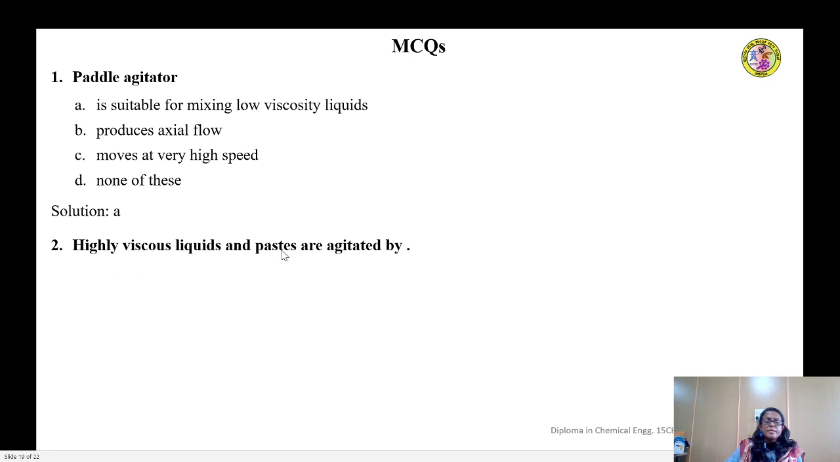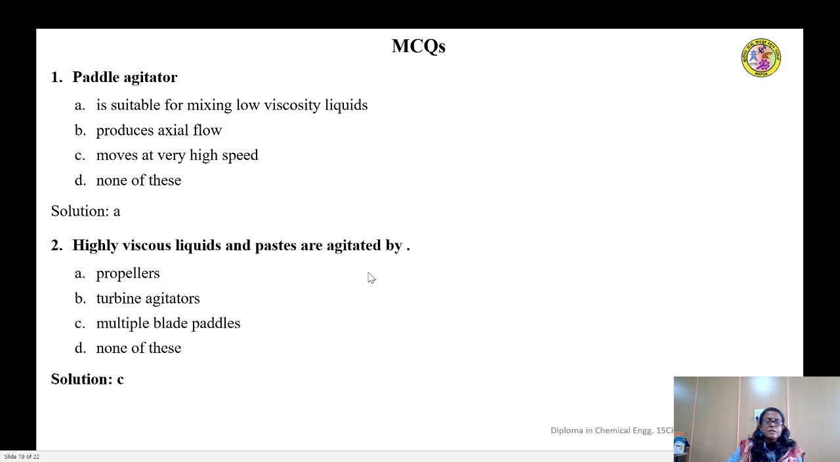High viscous liquids and pastes are agitated by propellers, turbine agitators, multiple blade paddles, none of this. Okay. So propellers and turbines are not suitable for highly viscous liquids or the thick pasty masses. So to agitate such kind of materials, the most suitable type of impeller is the paddle impeller that is provided with multiple blades. So option C is the right answer.